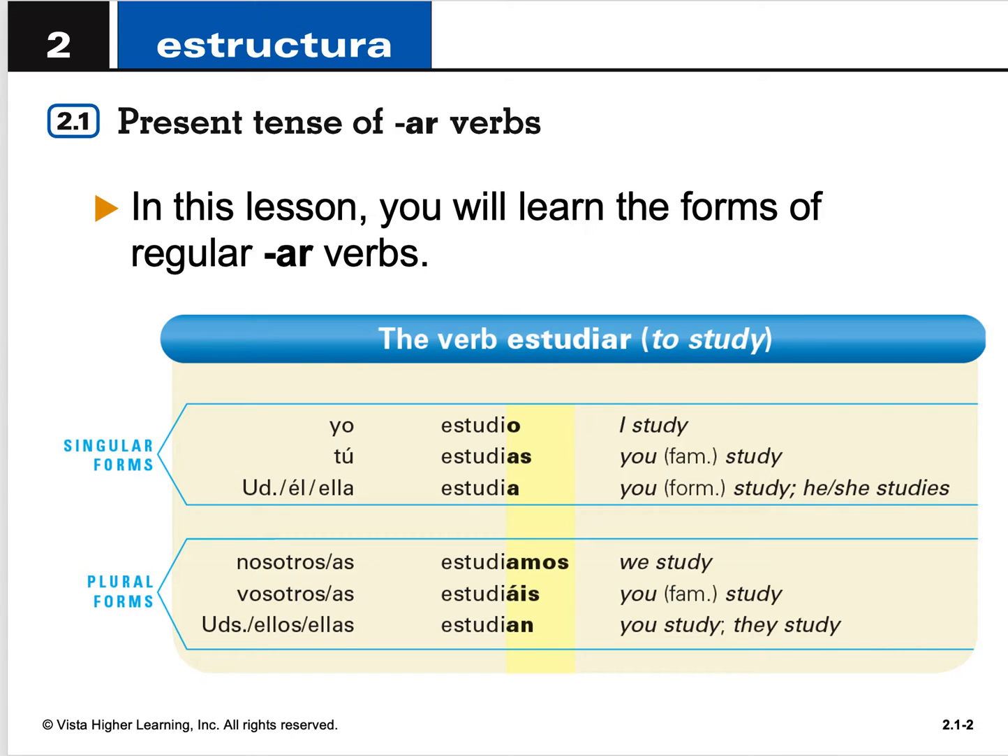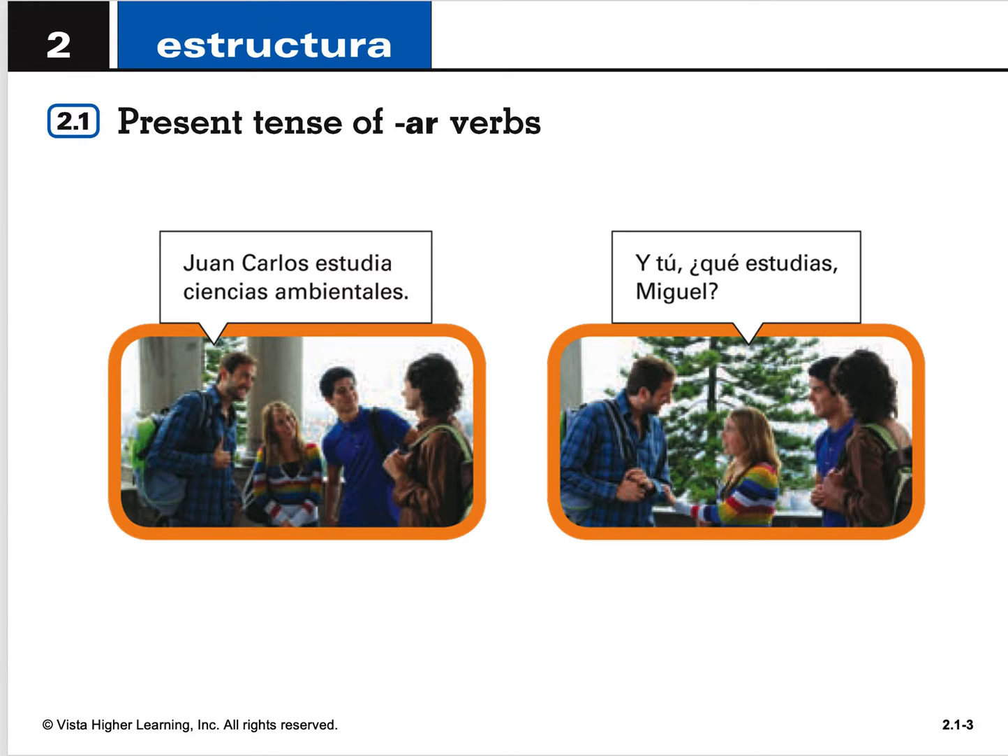So this is a unique piece of looking at Spanish sentence formation as compared to English. So if I had Juan Carlos estudia ciencias ambientales, that would be Juan Carlos studies environmental science. So estudia is from estudiar because Juan Carlos looks like it's not a close acquaintance, so it's conjugated into the AR form for usted. And then you have y tú, ¿qué estudias, Miguel? In this case, Miguel looks like it's probably a peer, so it's using estudias because that's the tú form of the AR verb.